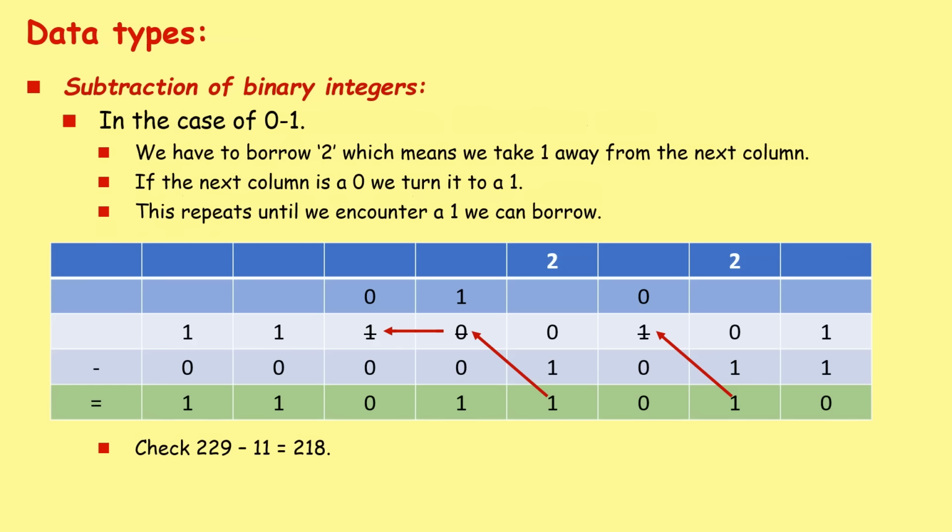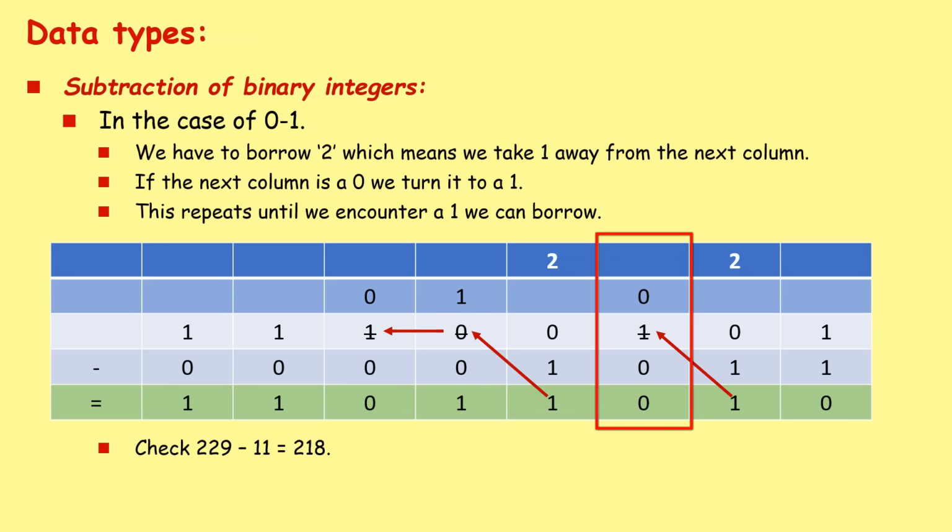So in the case of 0 minus 1, we have to borrow 2, which means we take away 1 from the next column. If the next column is a 0, we turn it into a 1, and this repeats until we encounter one that we can borrow. They kind of fall like dominoes. So if you look at this example here, starting with the least significant bit over on the right hand side, 1 minus 1 is of course 0. 0 minus 1 is our special occasion, so we say it's 1. We move along to the next column, we've got a 1 there, so we borrow from that, we make it a 0.